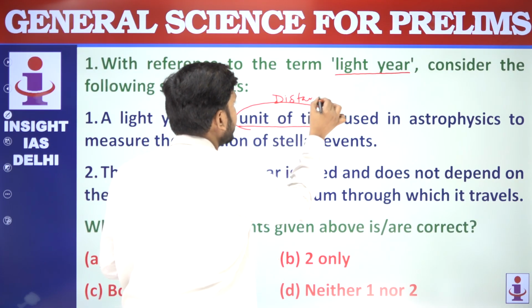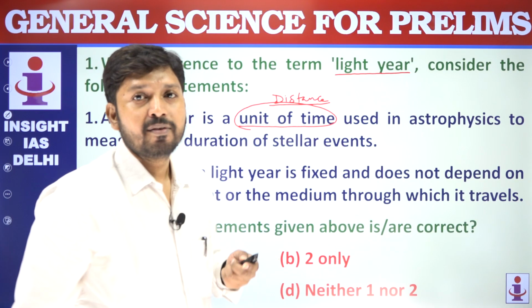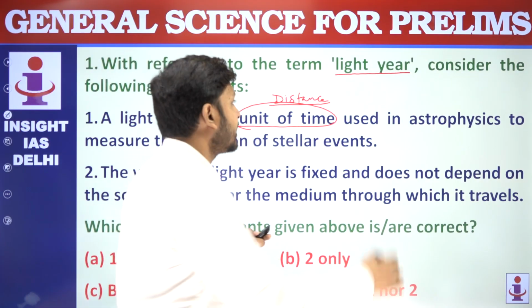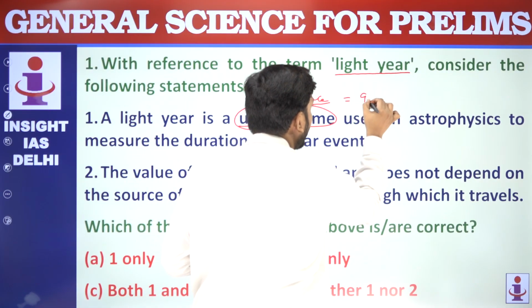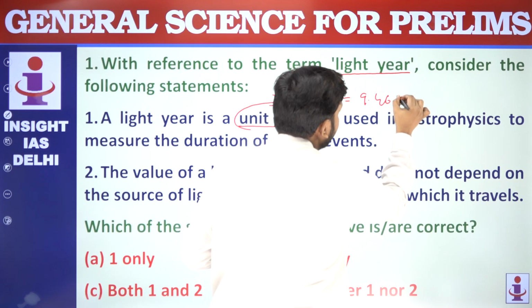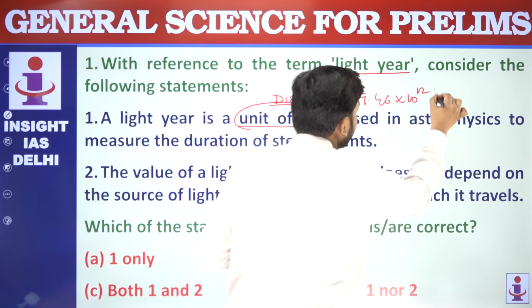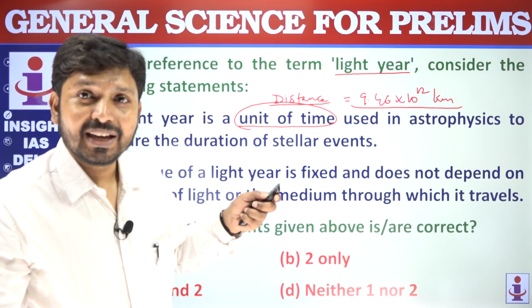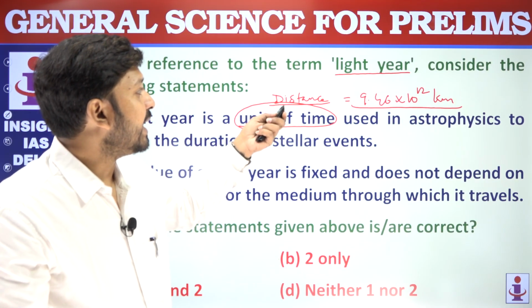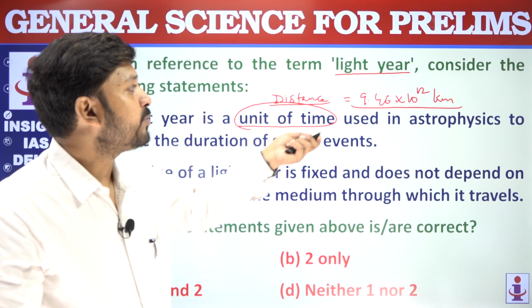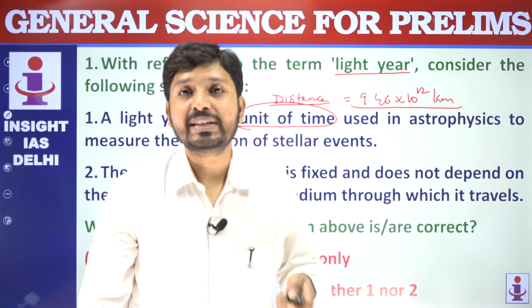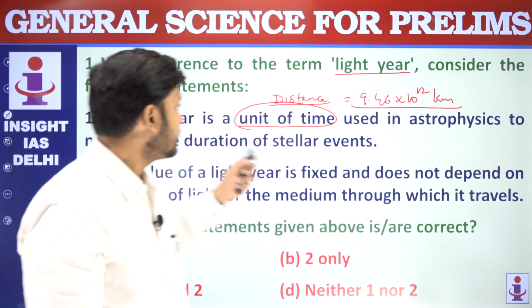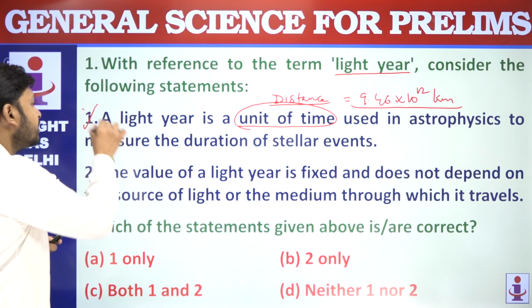It is a unit of distance, where 1 light year is equal to 9.46 into 10 to the power of 12 kilometers. Okay, so it means in 1 year, light will travel a distance of 9.46 into 10 to the power of 12 kilometers in vacuum. Is it clear? So this statement will be the wrong statement.